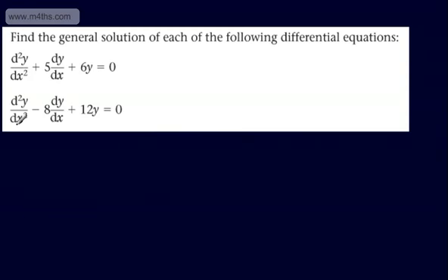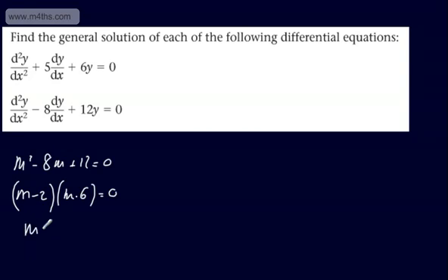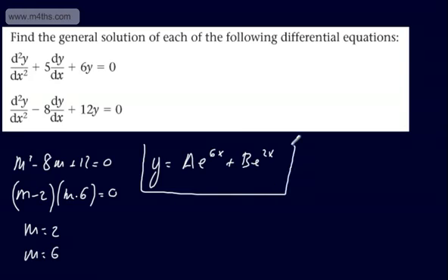If we consider the next one, we've got d2y by dx squared minus 8 dy by dx plus 12y. We can simply write now the auxiliary equation as m squared minus 8m plus 12 is equal to 0. That looks like it'll factor. What we're going to have, m minus 2 and then m minus 6 will be equal to 0. So we can say m is going to be equal to 2 or m is going to be equal to 6. So the general solution will be y is equal to a e to the 6x plus b e to the 2x, where a and b are arbitrary constants.